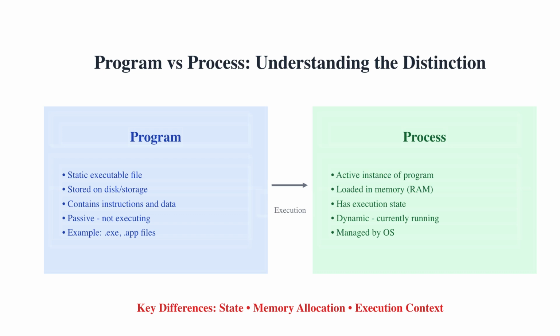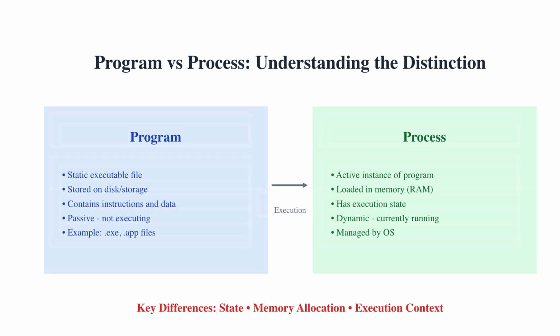Now that we've introduced the concept of process anatomy, let's dive into a fundamental distinction that often confuses students: the difference between a program and a process. This distinction is absolutely critical to understanding how operating systems work, so let's break it down carefully. First, let's talk about a program. Think of a program as your source code after it's been compiled. A program is static. It's just an executable file sitting on your disk or storage device. It contains instructions and data, but it's not doing anything. It's like a recipe in a cookbook. It has all the information needed, but nothing is being cooked yet.